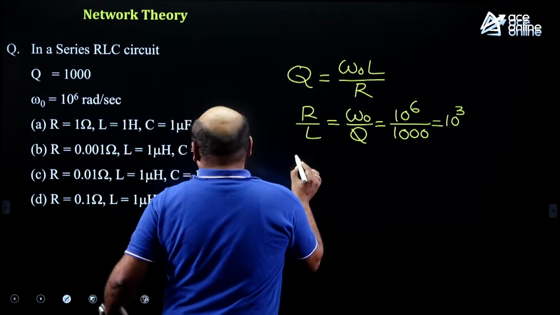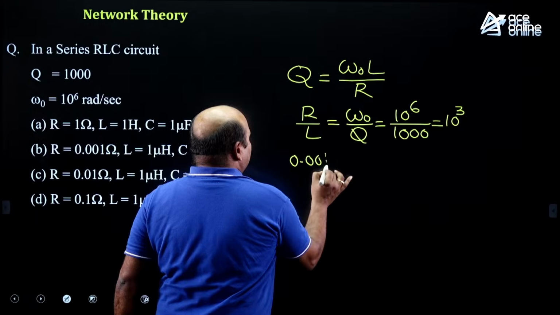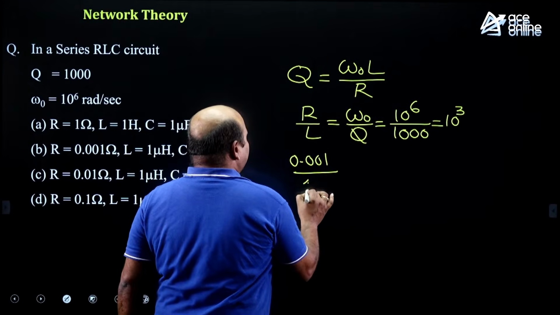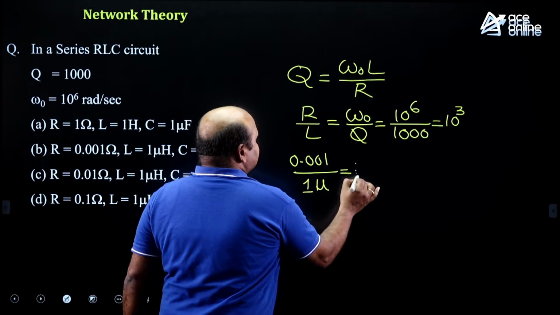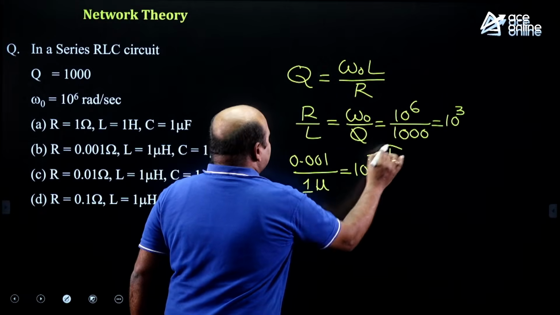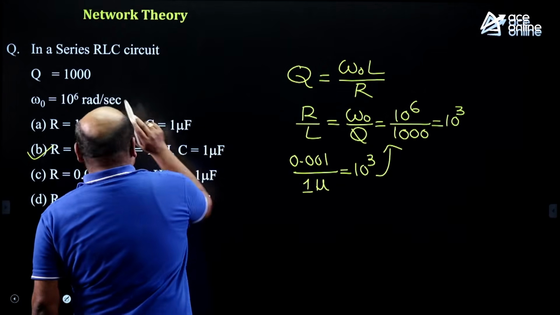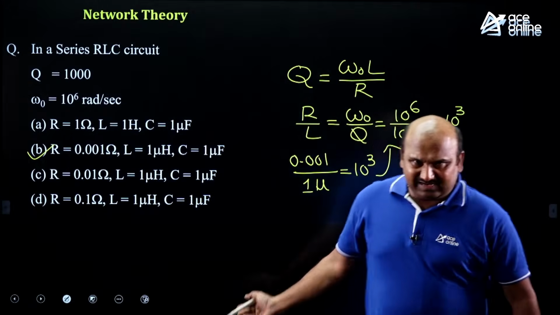See that R value, 0.001 by L value. L is given as 1 microhenry, which is 10 power 3. That's why directly you can say that option B is the correct one. This is the direct question.